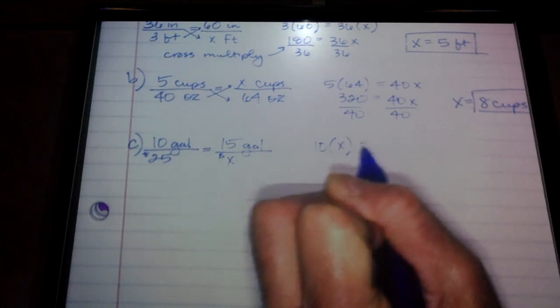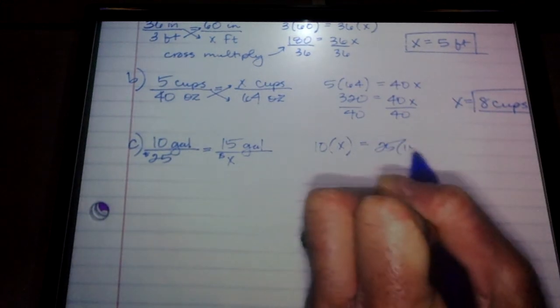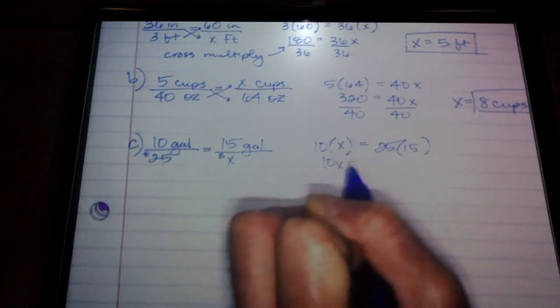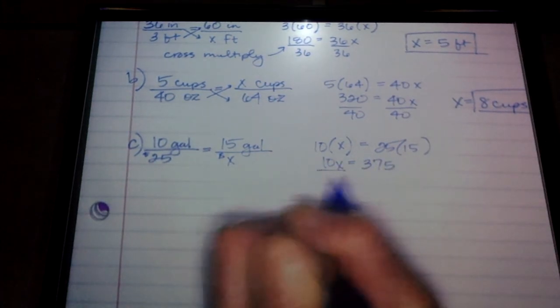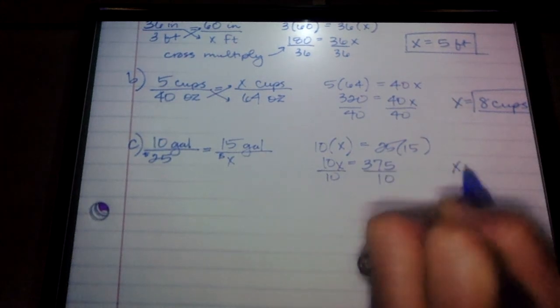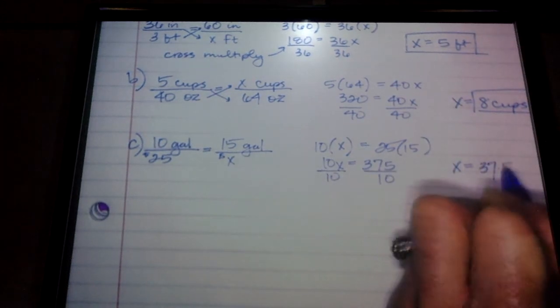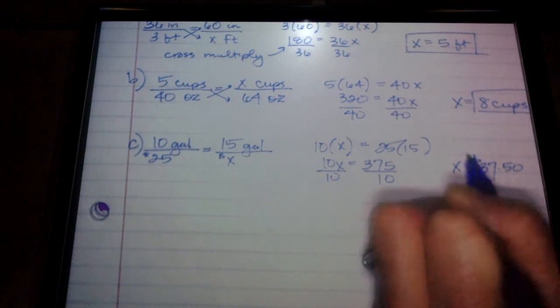So 10 times x equals 25 times 15. So 10x equals 375. Divide both sides by 10, and x equals 37.50. That's how much it would cost me.